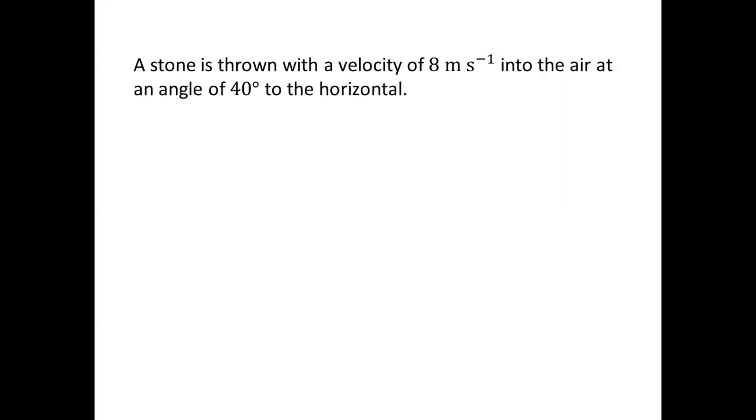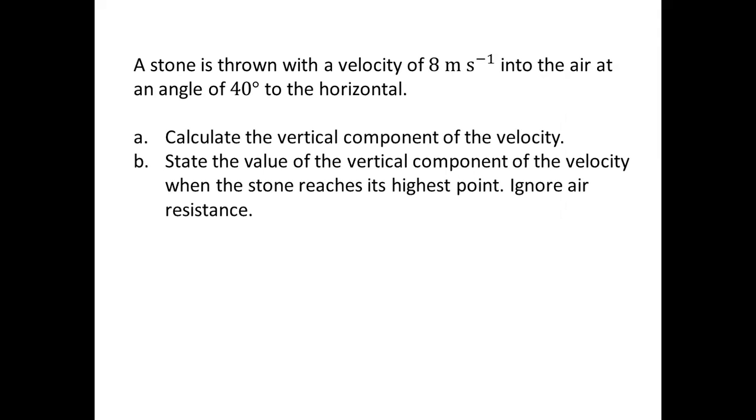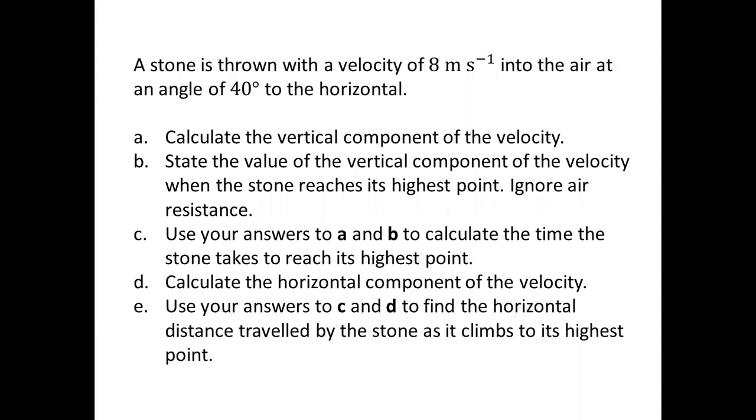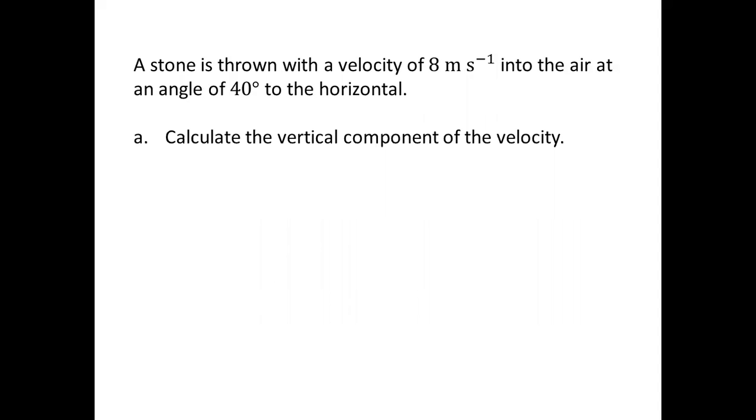For the first problem, a stone is thrown with a velocity of 8 meters per second into the air at an angle of 40 degrees to the horizontal. These are the questions that we will be answering. For the first question, calculate the vertical component of the velocity.